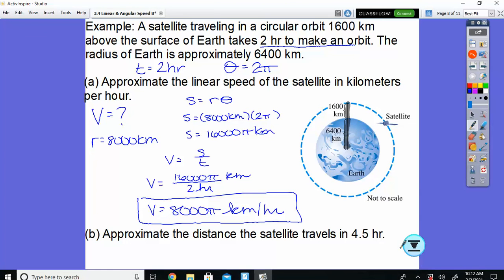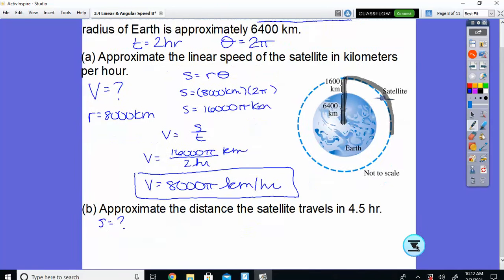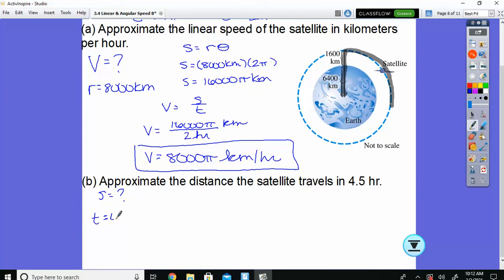Okay, part B, approximate the distance the satellite travels in 4.5 hours. The distance the satellite travels is what variable? S. Okay, it's not necessarily the same S from up here, because that S is from when I went all the way around the circle. That was from 2 hours. We are talking about 4.5 hours. My time is different now.